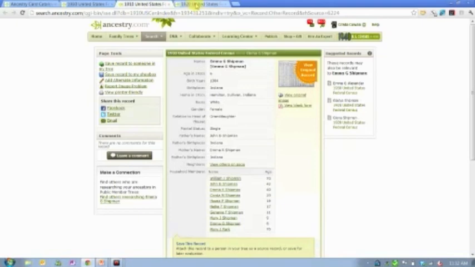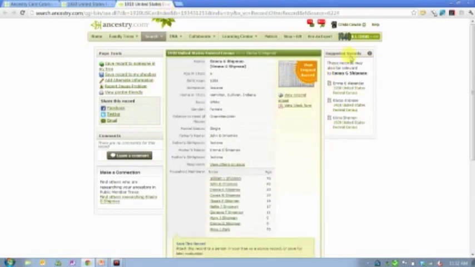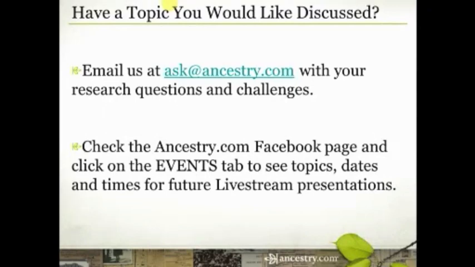Sometimes I'll do that with 3 or 4 sets of census records, but if you can find them in a census, check out those suggested records and see if maybe that doesn't help you find them in another census that you haven't been able to locate them in yet.